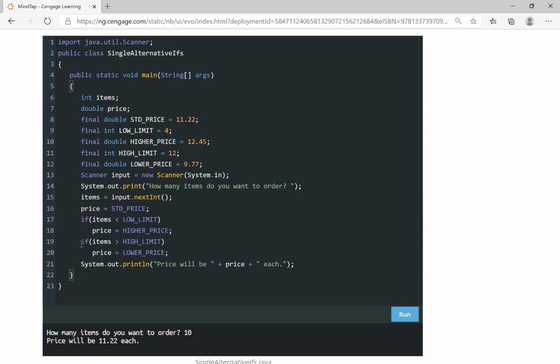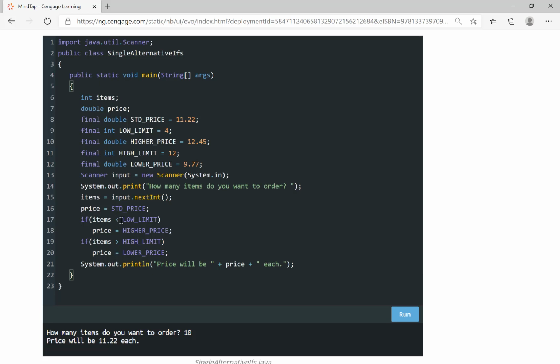So if 17 and 19 aren't true, let's double check this. Is 10 less than 4? No. So line 17 is false, so we do not do line 18. Let's look at 19. Is 10 greater than our high limit of 12? No, 10 is not greater than 12. So that's false, so we do not do line 20. So therefore, when we get to 21, price is still the same value from line 16. That's $11.22. So basically, if you buy less than 4 items, 1, 2, or 3, you pay the higher price of $12.45. If you buy between 4 and 12, you pay the price of $11.22. And if you have more than 12 items, then $9.77.